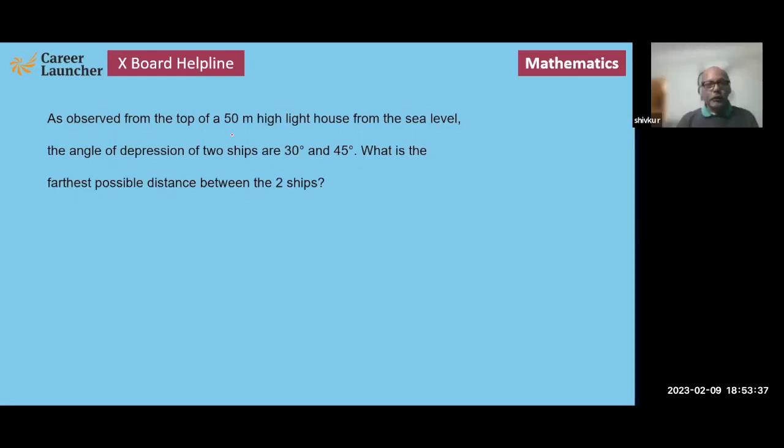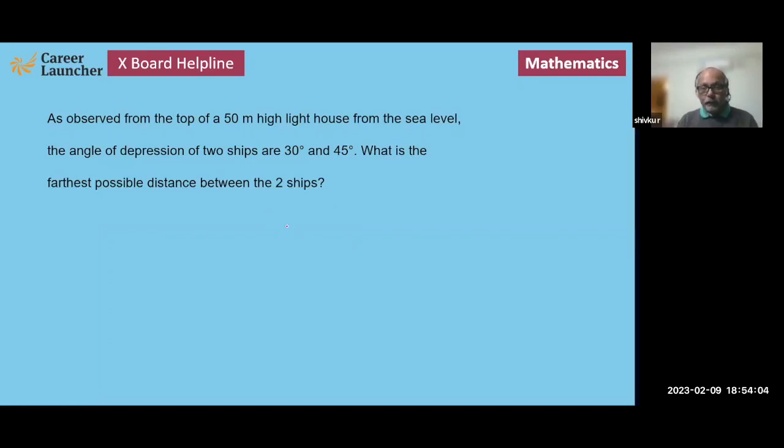As observed from the top of a 50-meter high lighthouse from the sea level, the angle of depression of two ships are 30 degrees and 45 degrees. What is the farthest possible distance between the two ships? तो यहाँ पे जो है ये कह रहा है कि what can be the longest distance that you can have between the two ships? तो obviously इसमें थोड़ा logical view आपको देखना पड़ेगा, क्योंकि there are two possibilities.